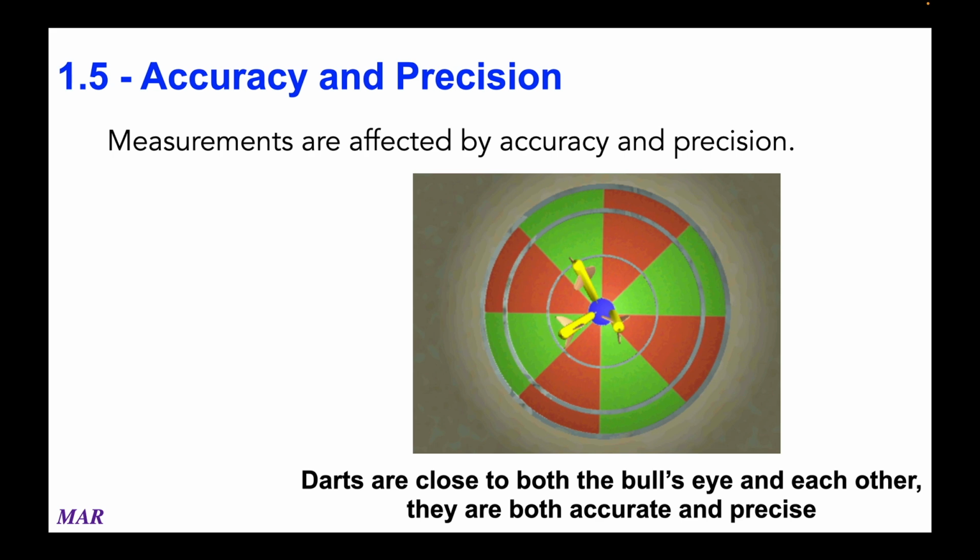This one is also considered precise because all 3 measurements were at the same value. They were all very close to each other. So this one is both accurate and precise. Accurate because you're in the middle, which is where you want to be, and precise because all 3 darts are in the same area.